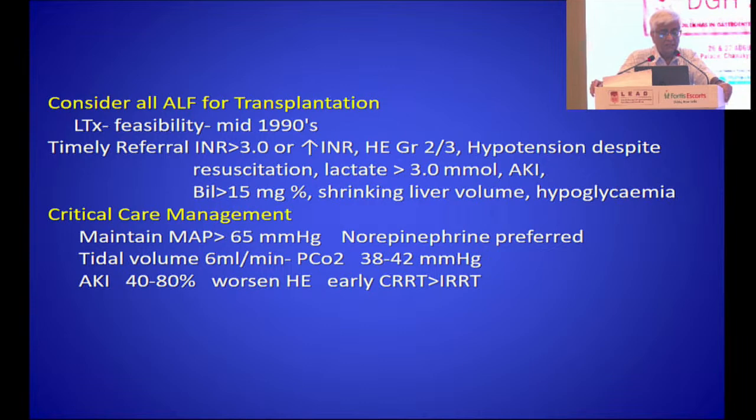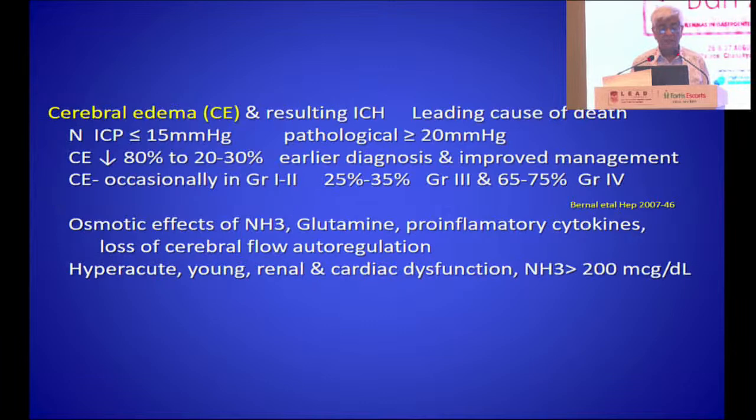The referral indicators are: if the INR is more than 3 or if it is increasing, the patient has grade 2 to 3 hepatic encephalopathy, has hypotension despite fluid resuscitation, lactate levels of more than 3, AKI, bilirubin more than 15, and a shrinking liver volume and hypoglycemia. And we all know that critical care management in these patients is absolutely important. Try to do an early CRRT in case the patient has evidence of acute kidney injury.